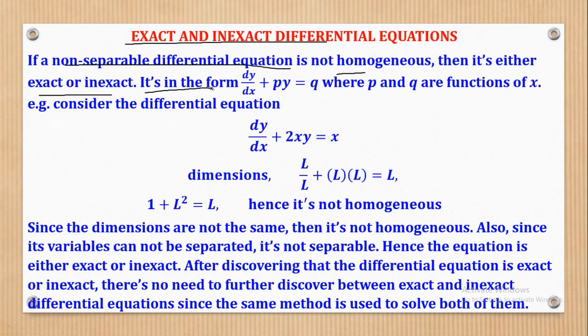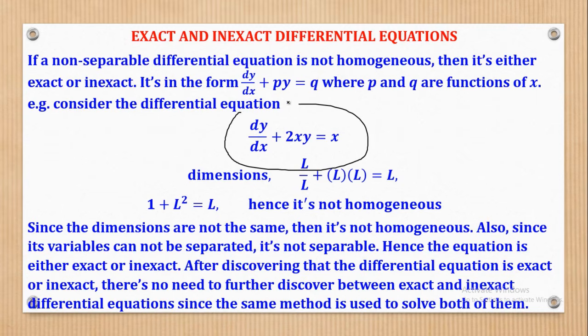In other words, it is in the form dy/dx + Py = Q, where P and Q are functions of x. A differential equation in this form is not homogeneous, because here the dimension is 1, here the dimension is L squared, and here it is L. Since they are different, it is not homogeneous, and it is also non-separable because you cannot separate the variables. Therefore, the only option is that it is either exact or inexact.